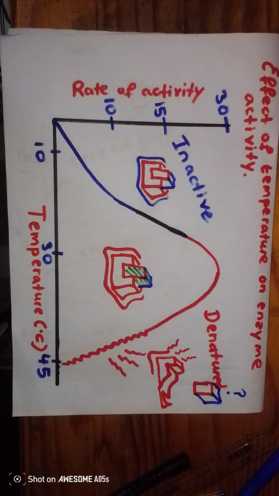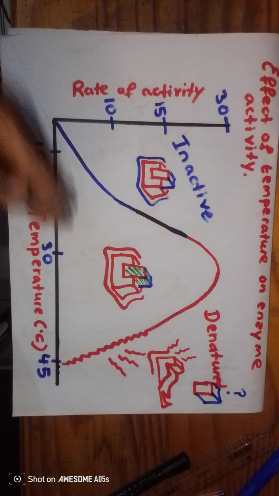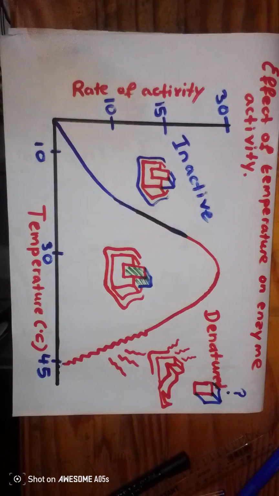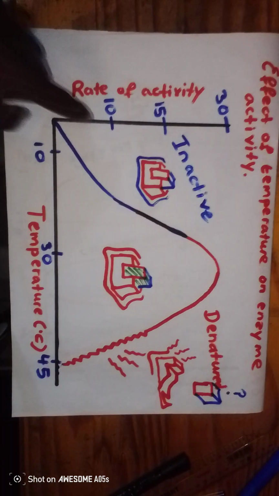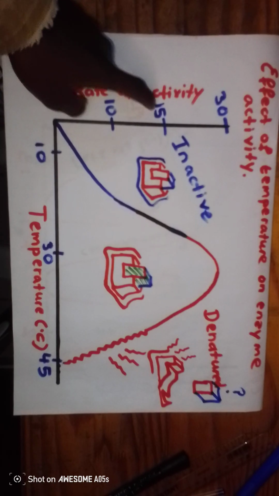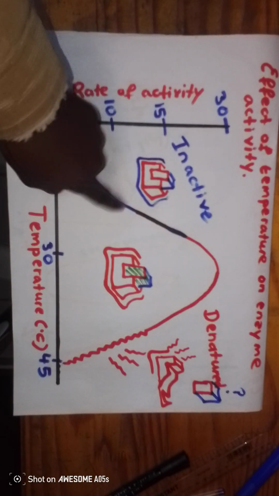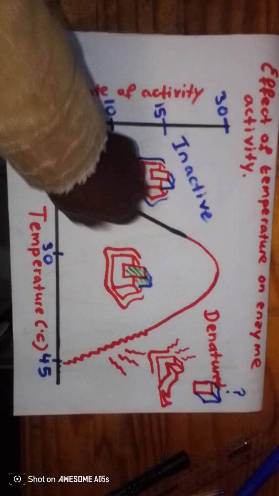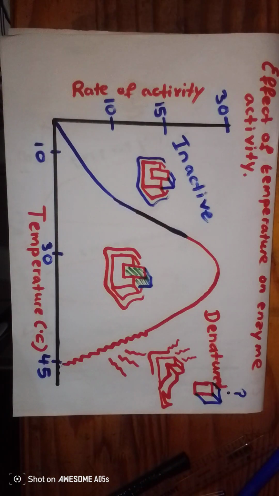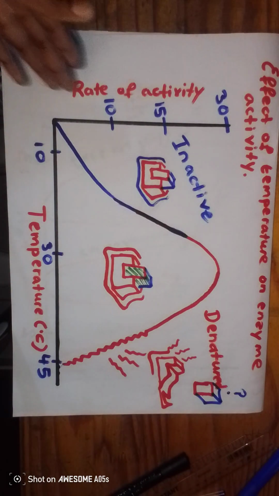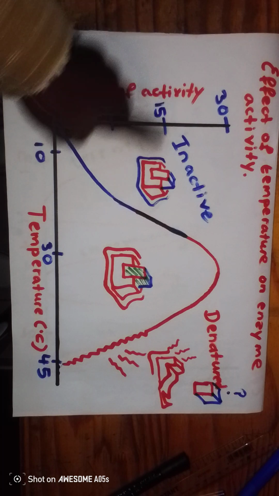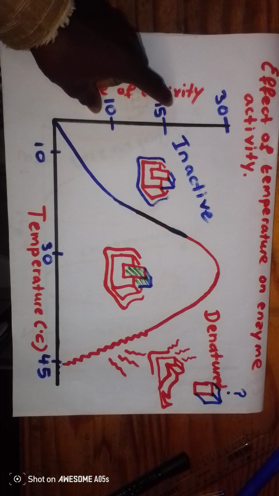Well, it should have been 37 because that is the human optimum temperature, but it's okay. Let's use this for animals, okay? Perhaps. So let's say 30 is the optimum temperature at which these enzymes need to work. Initially at 10 or 15, the enzyme will be inactive because it's cold. I put the blue around it to show a colder temperature. And so of course the rate of activity at 10 and 15 is not so fast.